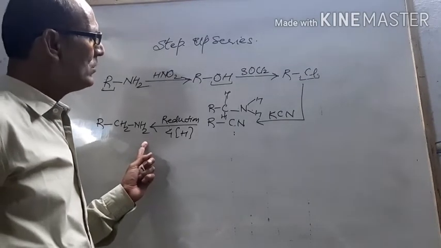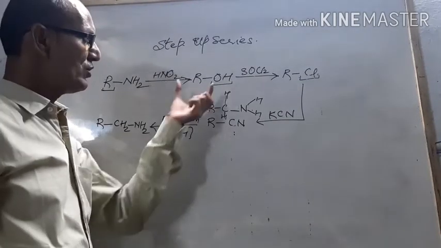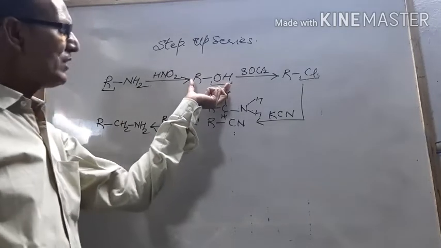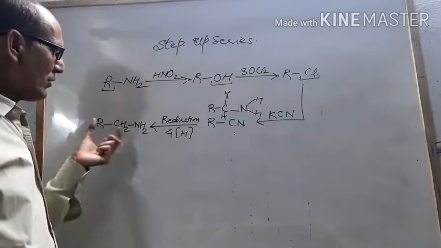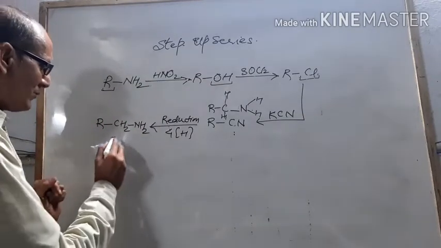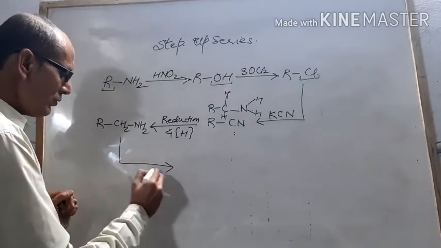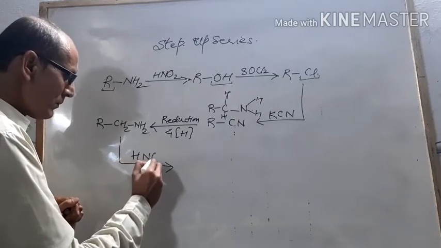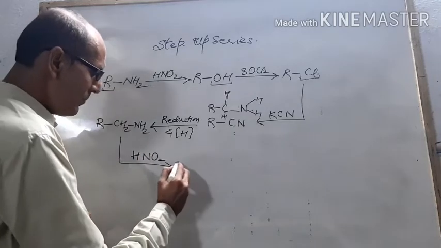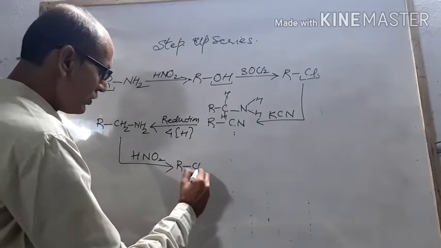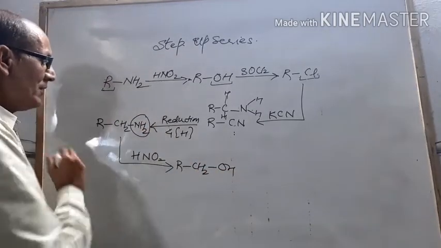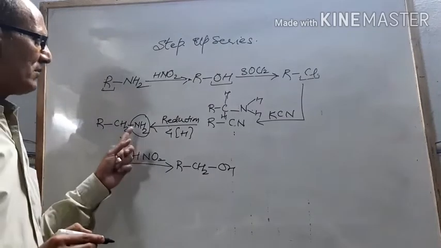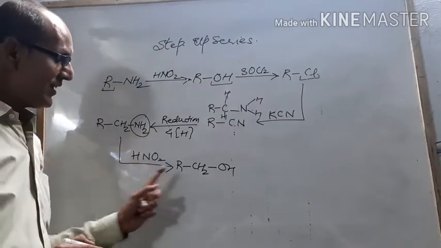If you want an alcohol, you have to start from here. Or if you want to convert one amine to the next alcohol, one more time you have to do HNO2. So what will happen? You get R single bond CH2 and OH. As you know, when nitrous acid reacts with a primary amine, you get alcohol.